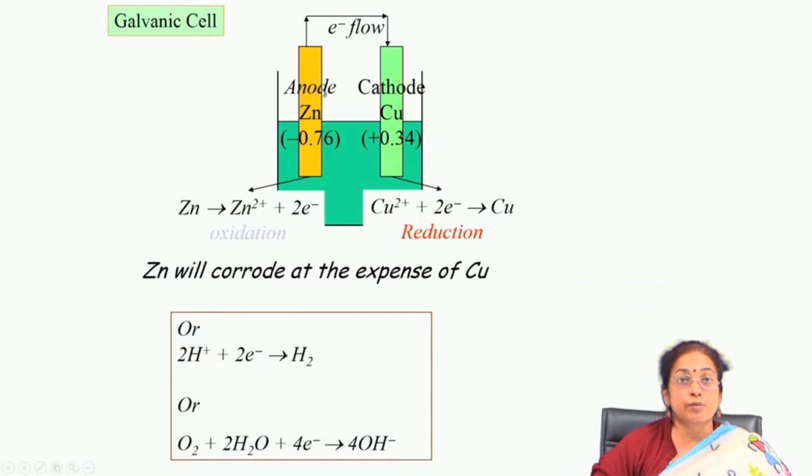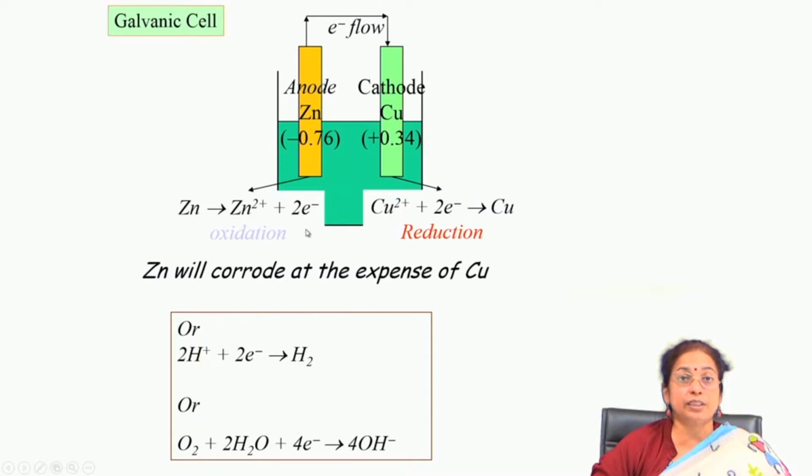This is the case for zinc and copper. Whenever you immerse them in a typical hydrochloric acid solution and connect them properly, you will find that the zinc corrodes at the expense of copper. So copper is protected, but zinc goes on corroding to a large extent.